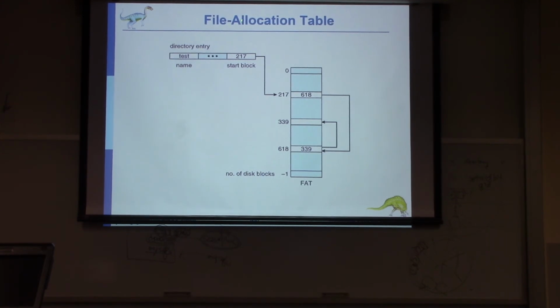FAT, file allocation table, is actually the idea of FAT. Depending on the size of the block, it can be FAT, FAT32, and so on. So the Microsoft file system used this approach. So this is a FAT. You can see that the directory structure has only a starting block going to this one, and this one is the end of the file.